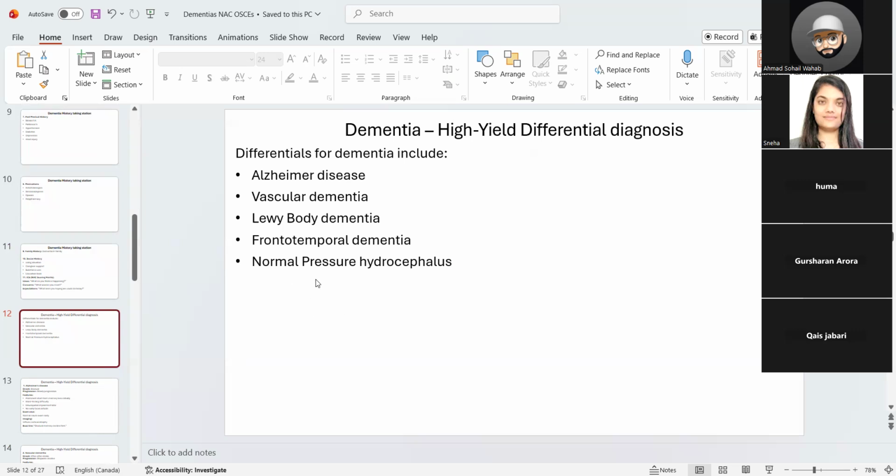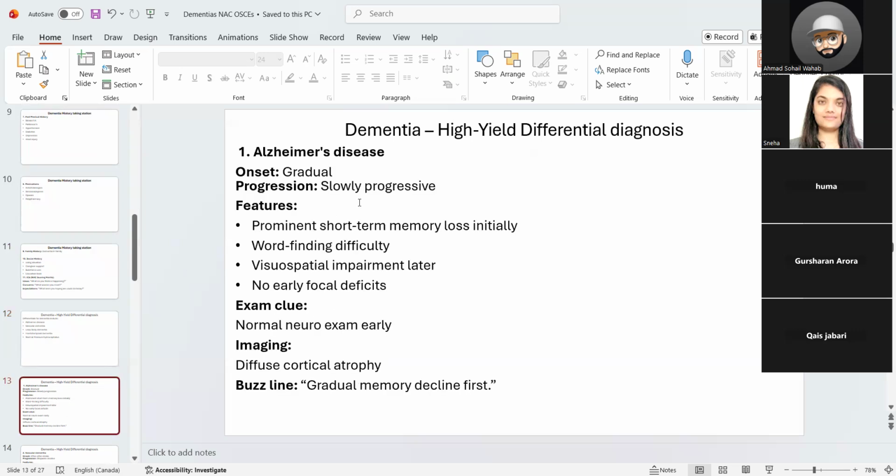Now, how do we differentiate each of them? First, Alzheimer's. Usually, it's very slow in progression and it's gradual. It doesn't have acute worsening. It stays stable, not stable, but it goes steadily down. Features of Alzheimer's: initially, short-term memory is impacted. Patient has word finding difficulty. They have visual spatial impairment later on. They usually do not have any focal neurological deficits.